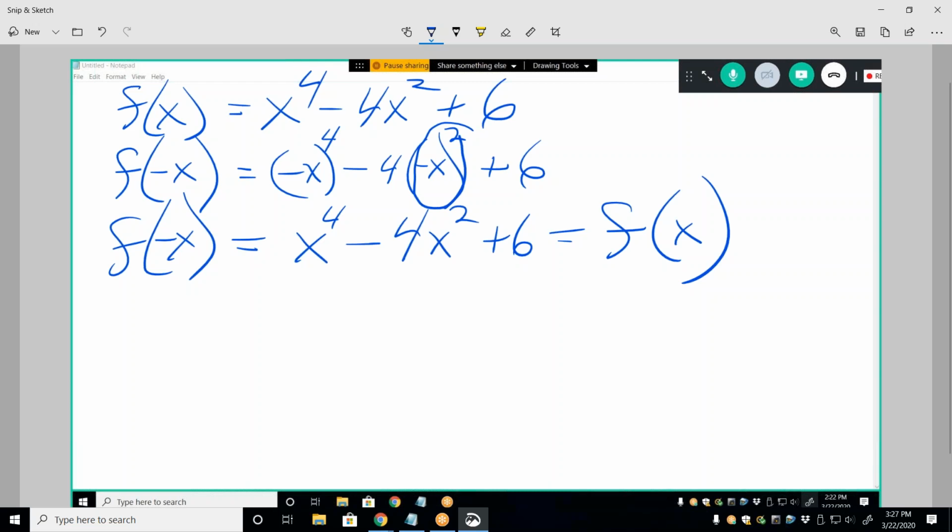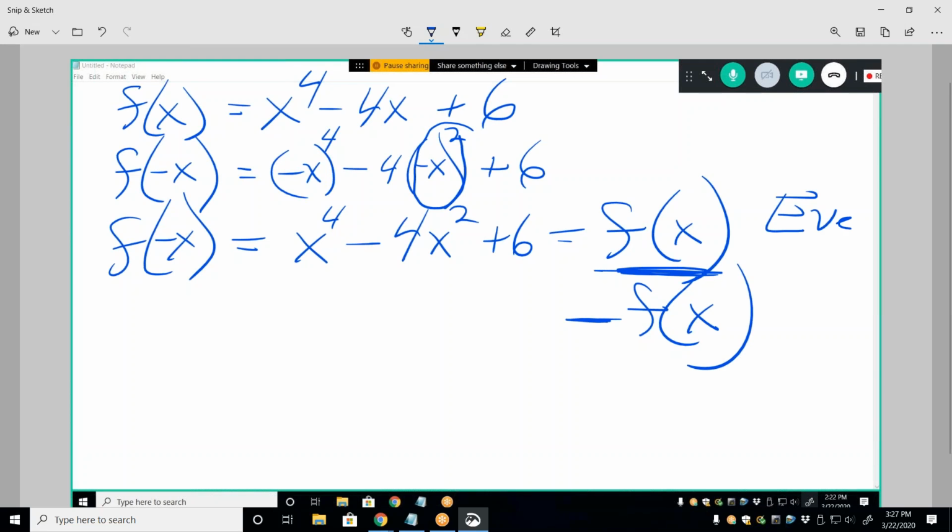If one of these was cubed, it would be neither. Or if I just made that 4x, you're going to end up with something that is neither f of x nor minus f of x. Remember, here's what you're looking for: either that or this. If it's f of x, it's even. If it's minus f of x, it's odd. Anything else is neither.